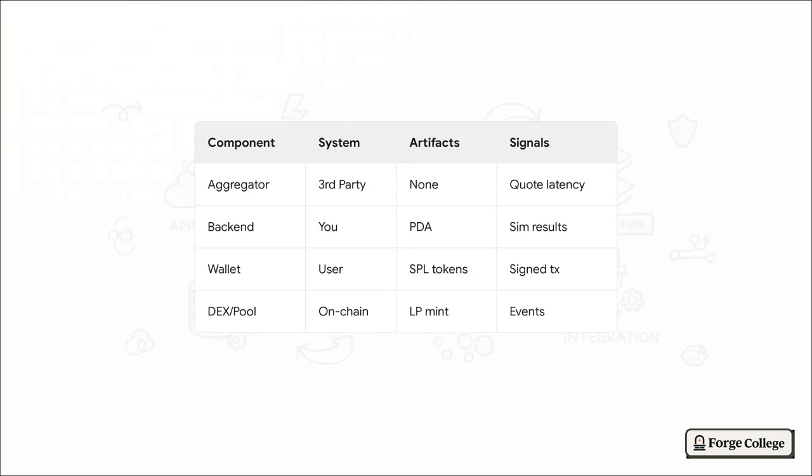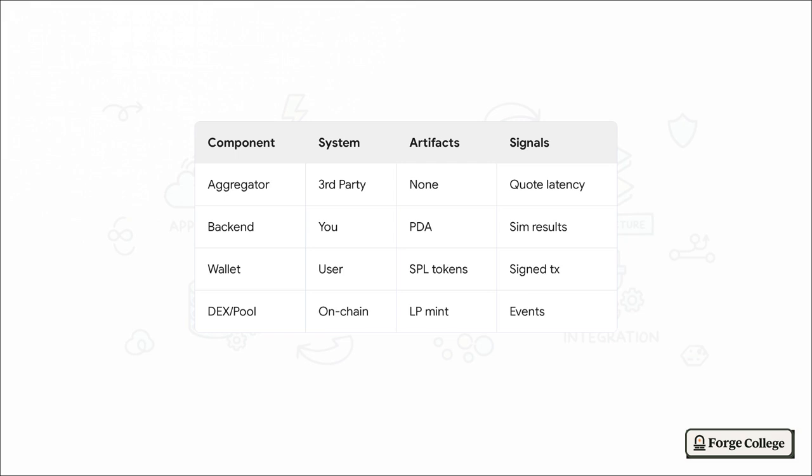Take a look at this blueprint matrix. It brilliantly breaks down exactly who handles what. Notice how the aggregator row is completely dealing with off-chain metadata? Meanwhile, down at the bottom, in the DEX and pool row, that's where the heavy on-chain artifacts live. Things like your program-derived addresses, or PDAs, and pool accounts. And right in the middle, the user wallet row is handling the end user's SPL token accounts and their associated token accounts. So why does this clean separation matter so much?